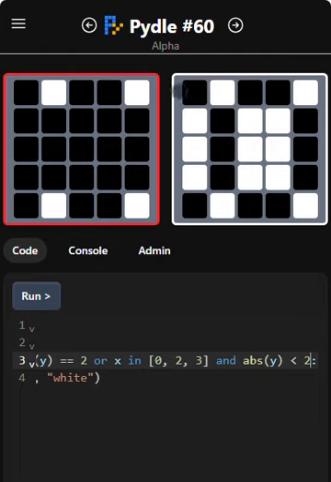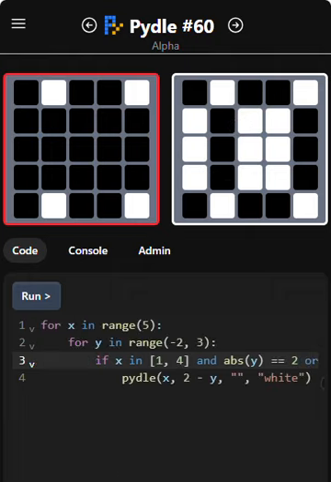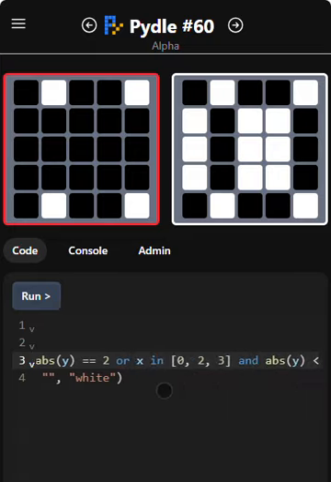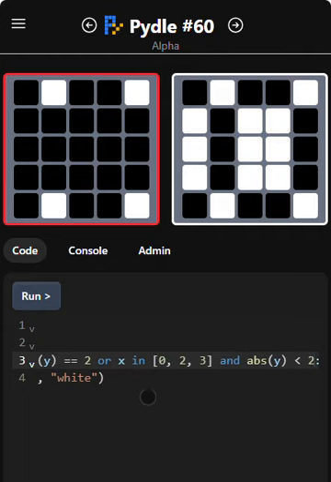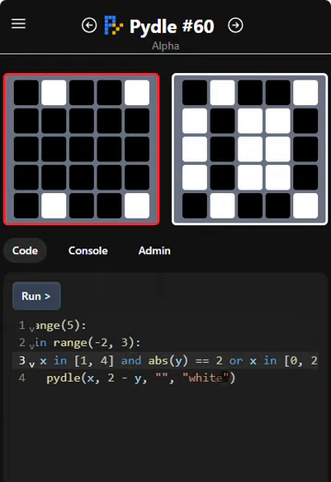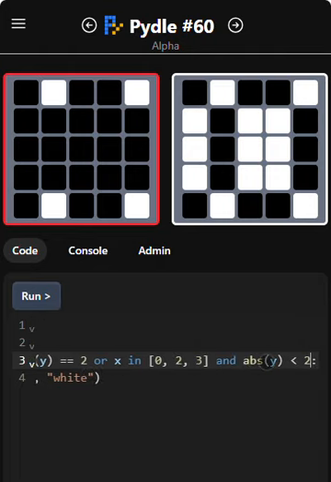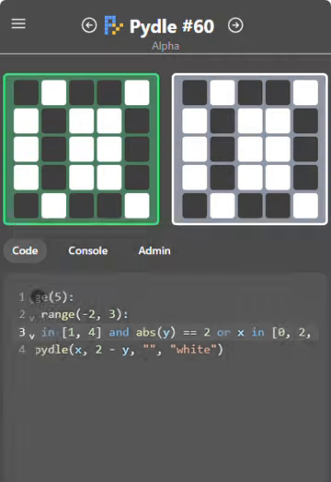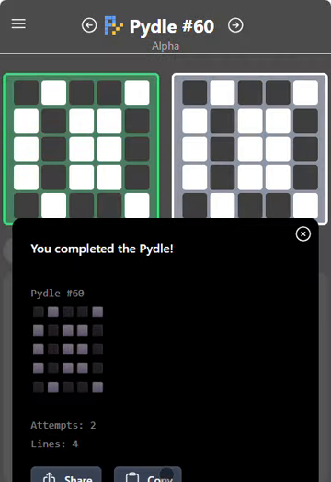So that row with Cartesian coordinates would be y equals 2, and this would be y equals -2. So we base the absolute value less than 2. Other ways of specifying that, but that will do. Okay, we don't have to use brackets because the operator precedence of and is higher than or, so the and gets executed before the or. So both those ands. Okay, and that solves the Pydle.